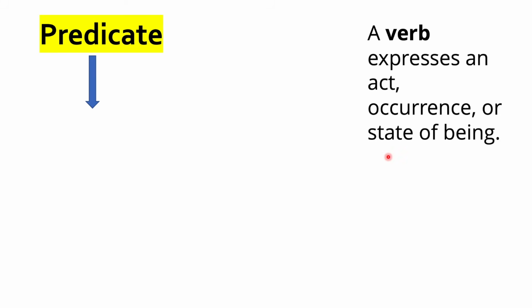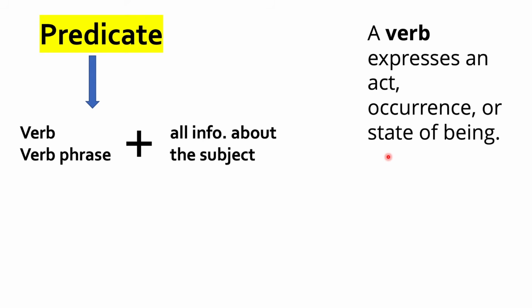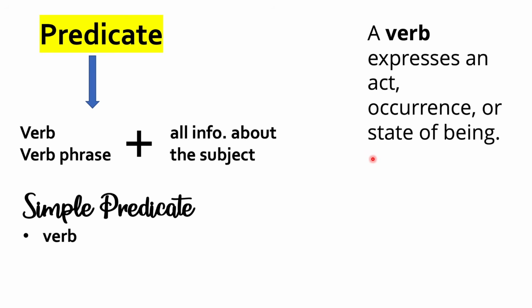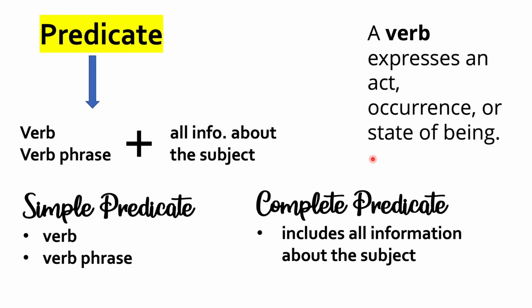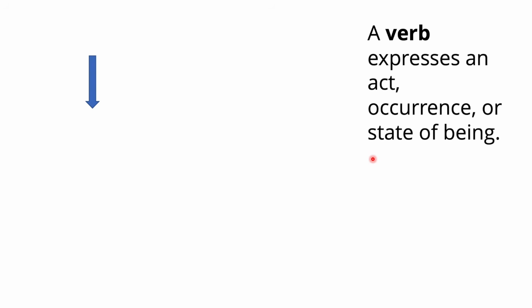Now let's talk about the second important part of a sentence, and that is a predicate. A predicate is comprised of either a verb or verb phrase plus all the information about the subject. Do not forget that a verb expresses an act, occurrence, or state of being. Okay, simple predicate is either just the verb or the verb phrase. And then complete predicate includes all information about the subject. Let's take a look at these examples.